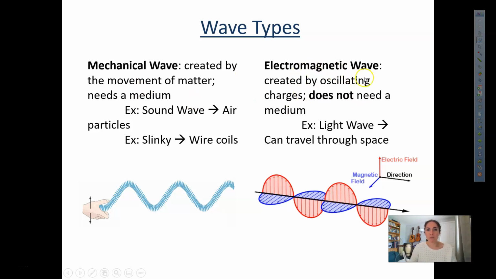Now, when it comes to electromagnetic waves, those are different. Electromagnetic waves are created by oscillating charges. And the weird thing is it doesn't need a medium. Like I explained in the beginning of this whole unit, if you took a charge and started waving it back and forth, that's an electromagnetic wave. The interesting thing is it doesn't need a medium. In other words, it could travel through space.